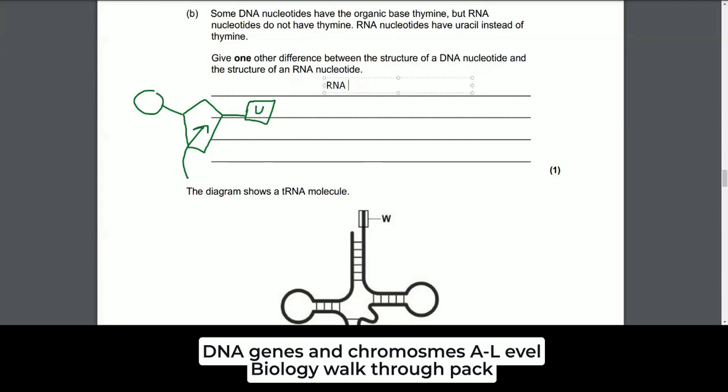So we would say RNA has ribose sugar, whereas DNA nucleotide has deoxyribose sugar. And that's really the only other difference with the nucleotides. There's only two differences. One is the uracil base, and the other is on the sugar. However, there are other differences between RNA and DNA, as in DNA is double-stranded, RNA single-stranded, etc. But this was specifically about the nucleotides, not about the strands of RNA and DNA. Okay, let's move on.